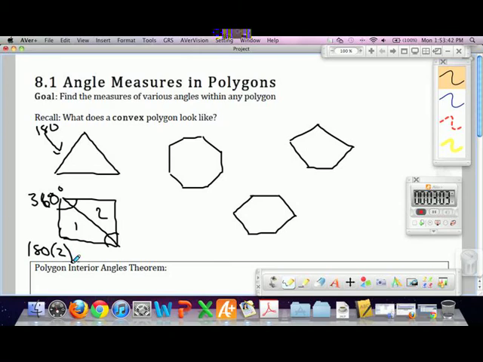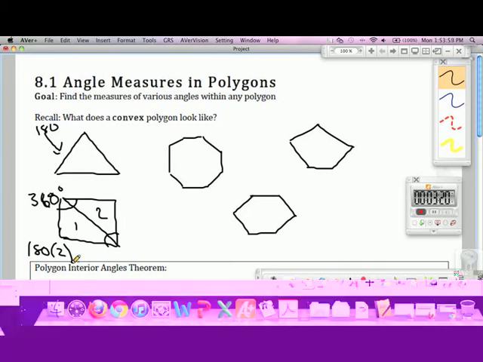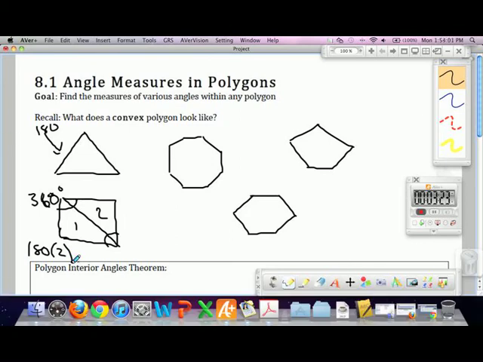How about a 5-sided figure? How are we going to figure out the sum of the interior angles of this 5-sided convex figure? Well, we could try this idea. What if we divided it into some triangles? How many triangles do we have?